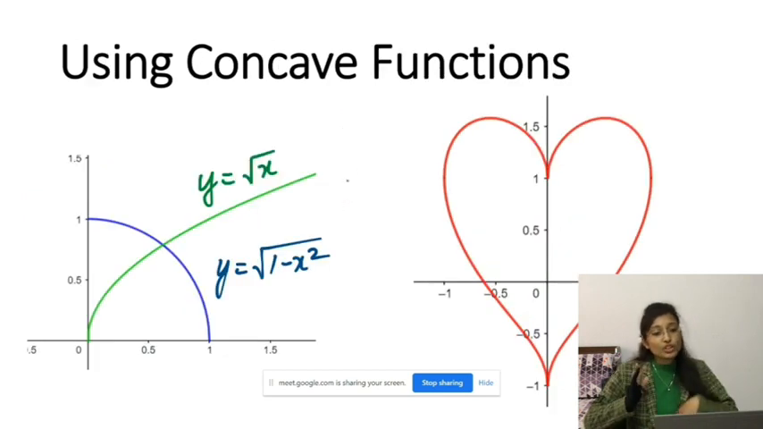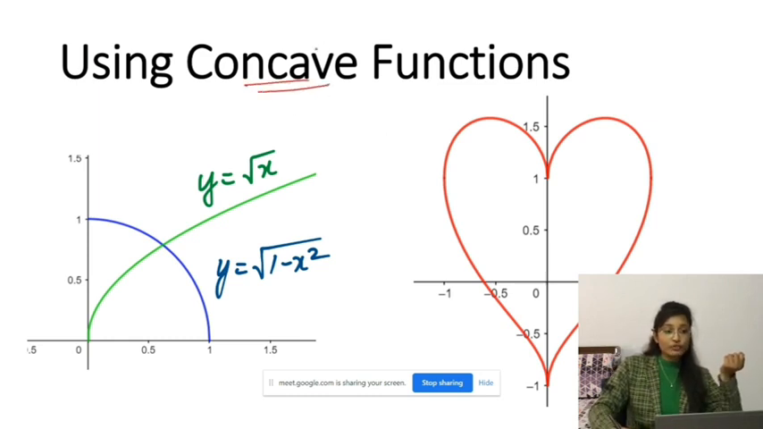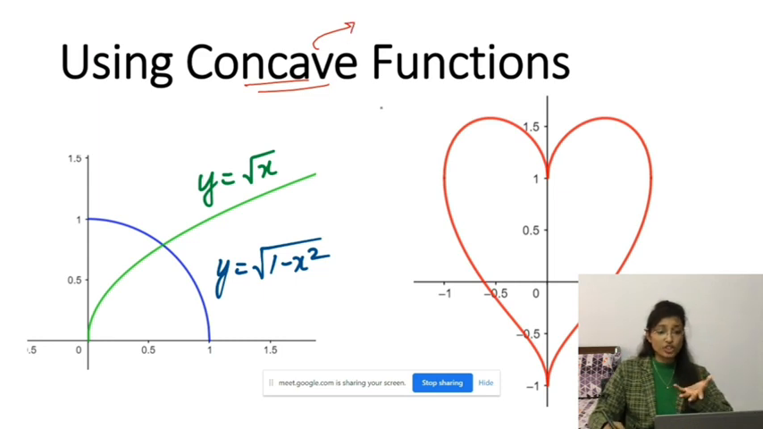Now we will use some of the concave functions. Why are we using only concave functions? Because if you try with any convex function, it may not result in a good shaped heart. It may not even be a heart. So I've used two concave functions.